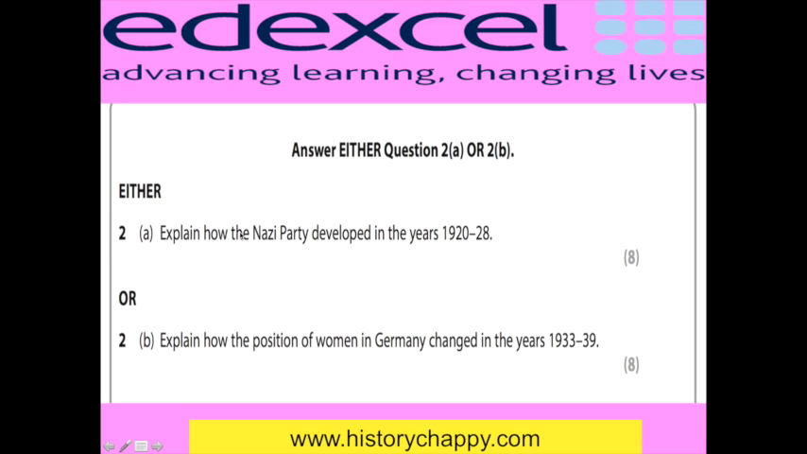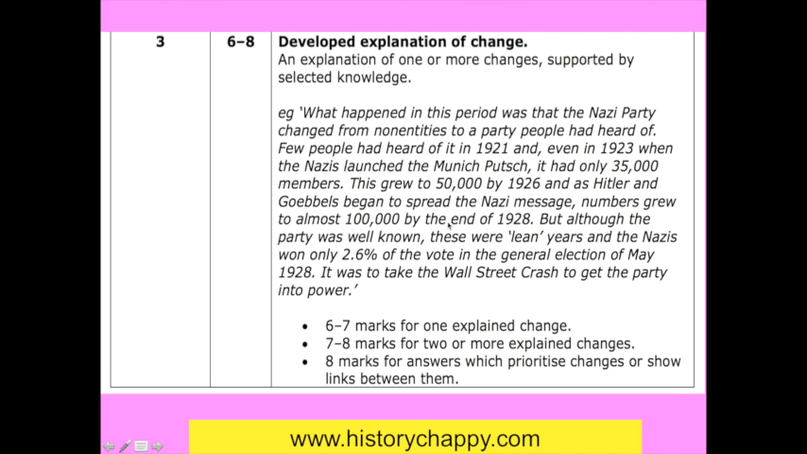You get to pick one or the other, don't do both. So the first one, the exemplar is: explain how the Nazi Party developed in these years, or explain how the position of women changed. So this is talking about historical change. Now for 8 marks, we need 2 or more explained changes, or marks for answers which prioritise changes or show links between them.